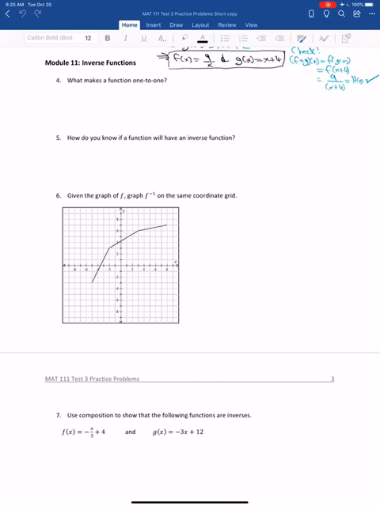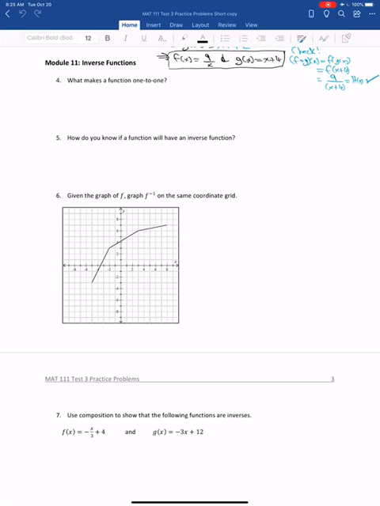Okay, moving on. Let's look at inverse functions. So here in problem 4, it wants us to determine what makes a function one-to-one. Well, a function, if you remember, is a relationship between domain and range in which each member in the domain corresponds to exactly one member in the range. Well, in a one-to-one function, we go the other way.